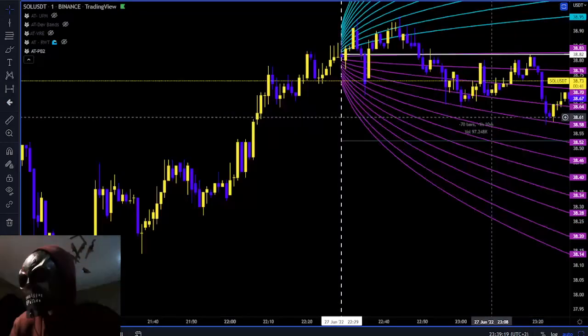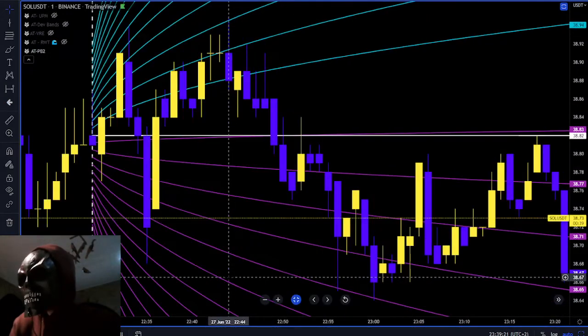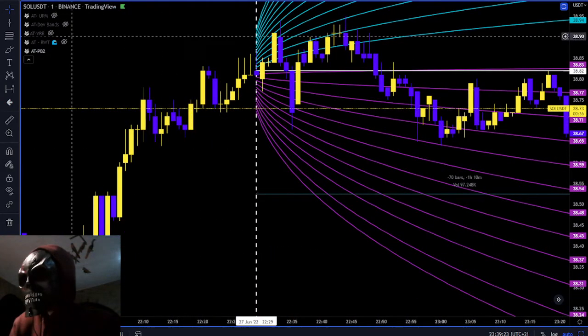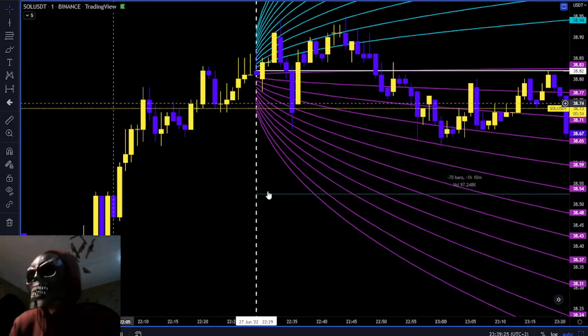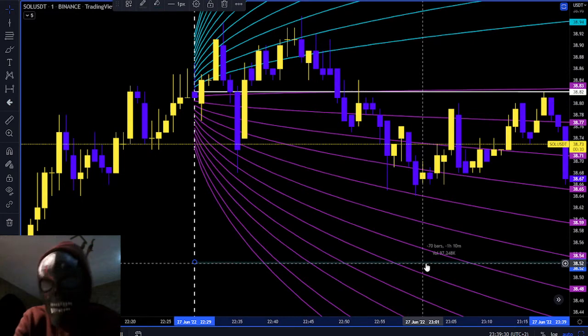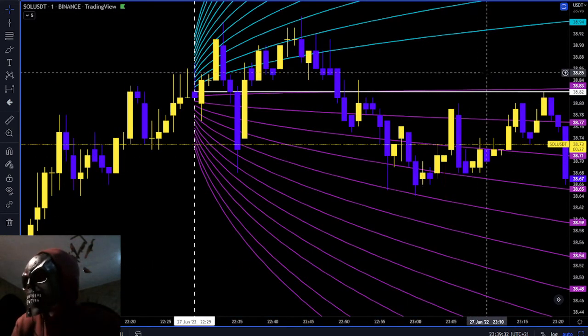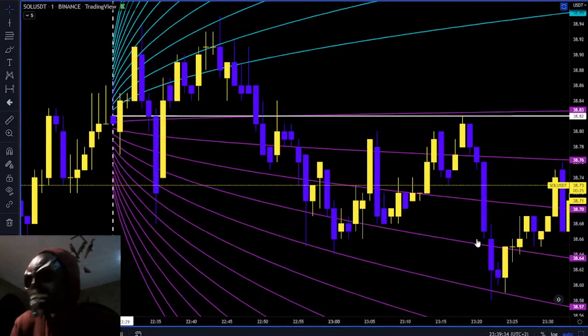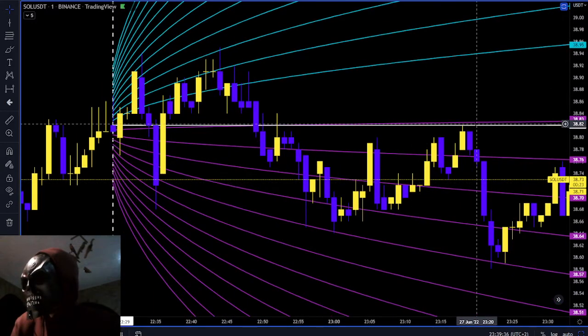Lovely. Let me just double zoom in on this coin. Are we on the right one? Indeed. Okay, so now this is how I target certain levels. Have I got rid of this thing? Boom. Okay. So, it comes up, hits its mean.